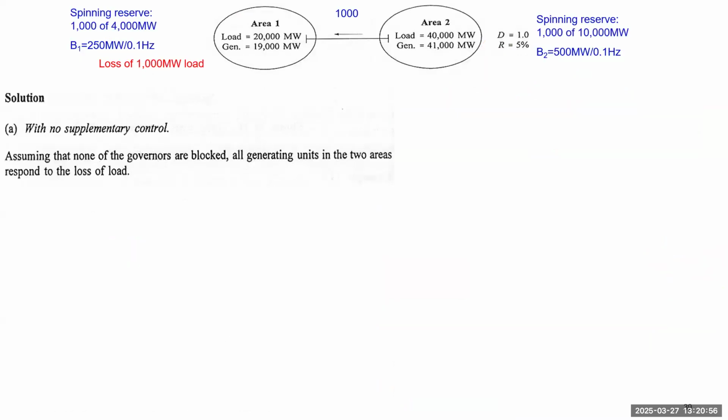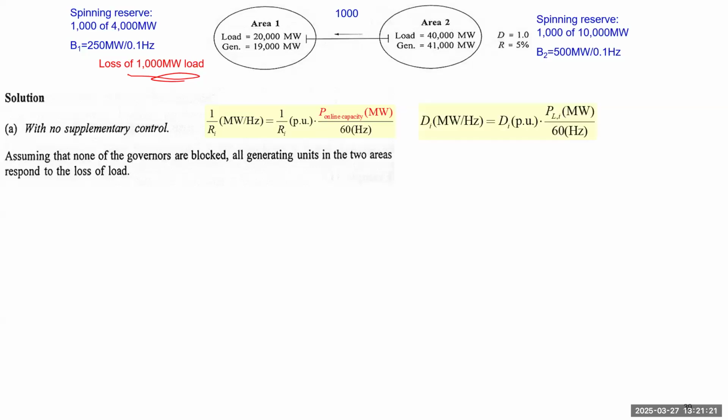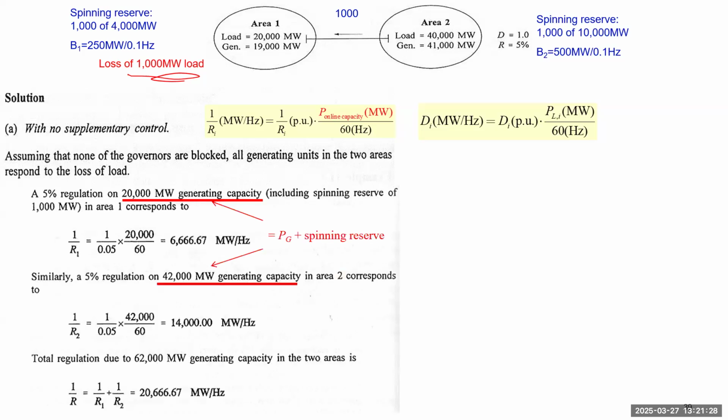So let's go to the first question. This is very simple. It doesn't need any AGC. Assume the load is lost by 1,000 megawatt. So we are going to use this formula to calculate the R values, or 1 over R value, with the unit of megawatt per hertz, and we also need to translate the D value into this same unit.